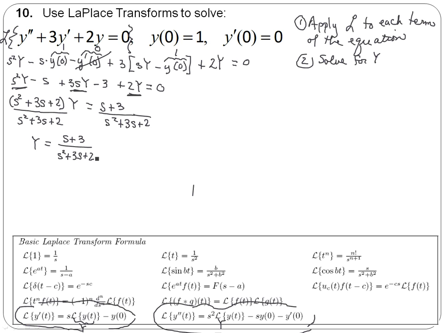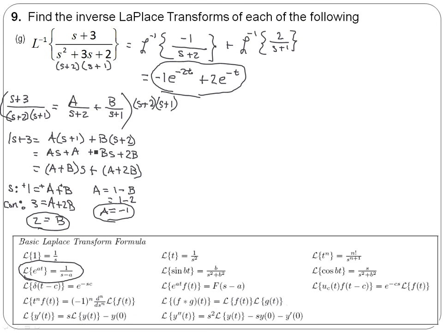Once you solve the equation for Y, then your next step is to convert back, to apply the inverse transform. Now I'm going to go back to question number 9 because this looks familiar. Yeah, and notice question number 9 is applying the inverse transform to s plus 3 over s squared plus 3s plus 2.